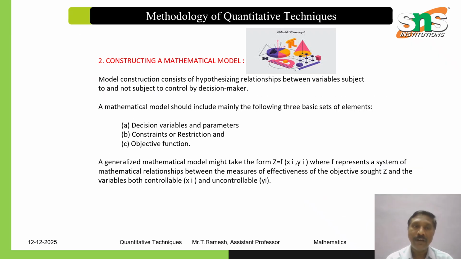Constructing the mathematical model. Model construction consists of hypothesizing relationships between variables, subject or not subject to control by the decision maker. A mathematical model should include mainly the following three basic sets of elements: the first is decision variables and parameters, and second, constraints or restrictions, and objective functions. If we convert everything into a mathematical model, then it is easy to solve.